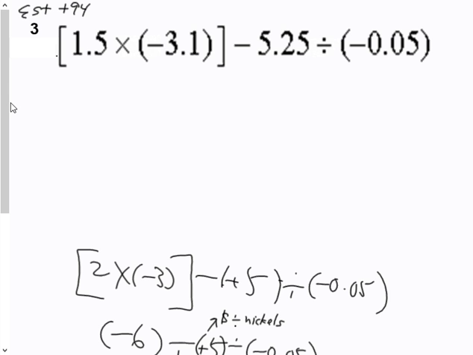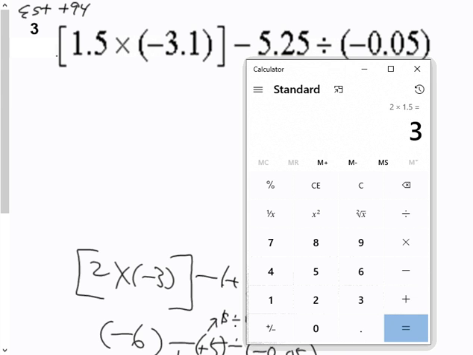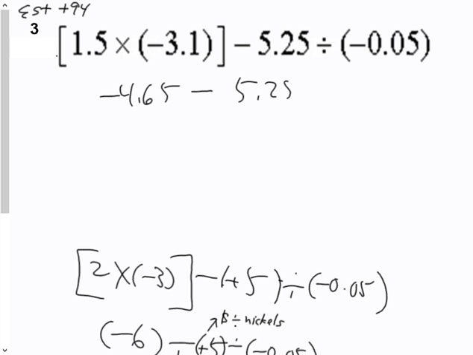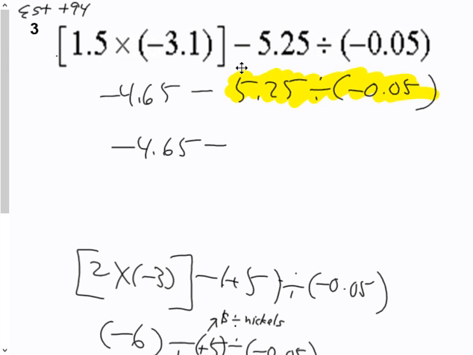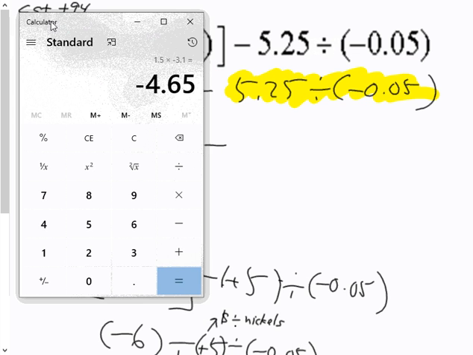So the same thing happens here. I'm going to take my calculator and say, what is 1.5 multiplied by negative 3.1? It's going to tell me negative 4.65. And I'm just going to keep the rest of it here. Okay. And now I'm going to go, okay, this is a subtraction, so I'm going to go negative 4.65, take away, and I'm going to think about this here, because that's a subtraction symbol. This is the rest of my division statement, 5.25, not negative 5.25, but 5.25. Bring it over here. 5.25 divided by negative 0.05 is going to equal negative 105.